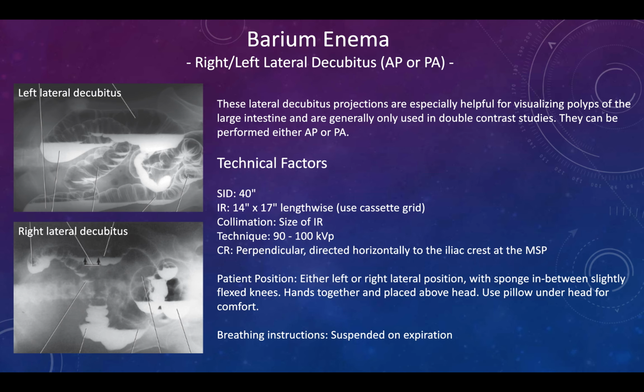SID is 40. We're going to use a 14 by 17 lengthwise with that nice cassette grid over the top. Collimate to the size of the IR. Technique, we're going to do 90 to 100 kVp. Our CR is going to be perpendicular, directed horizontally, right at the iliac crest and the MSP, just like the other KUB projections.